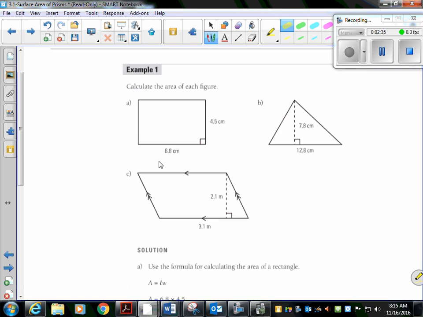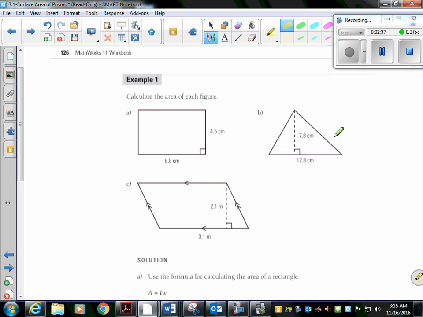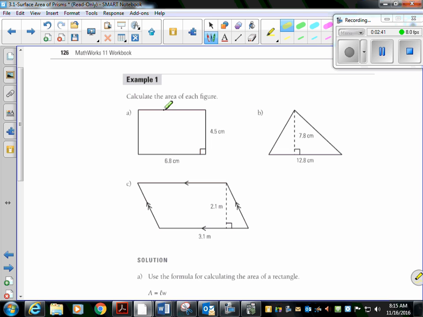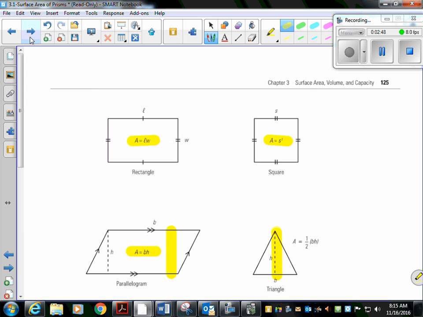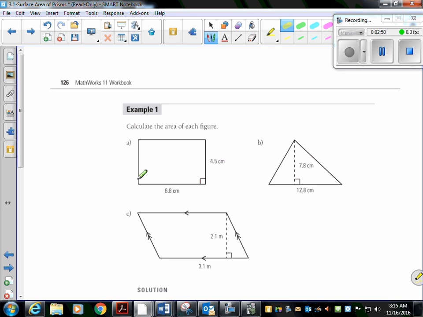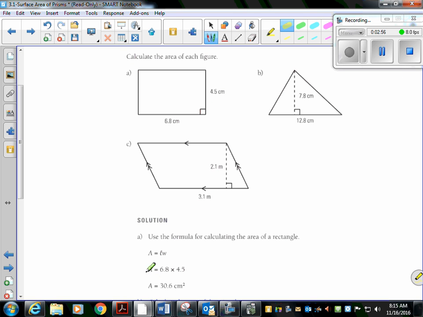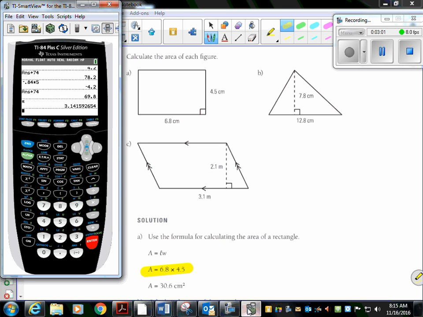So we're going to look at these. We're going to calculate the area of all of these. First of all, we got to figure out what this is. This is a rectangle. What's the formula? Length times width. Length is the longest side, 6.8, width is the shortest side, 4.5. So we plug it into our formula, 6.8 times 4.5, and in our calculator that equals 30.6.